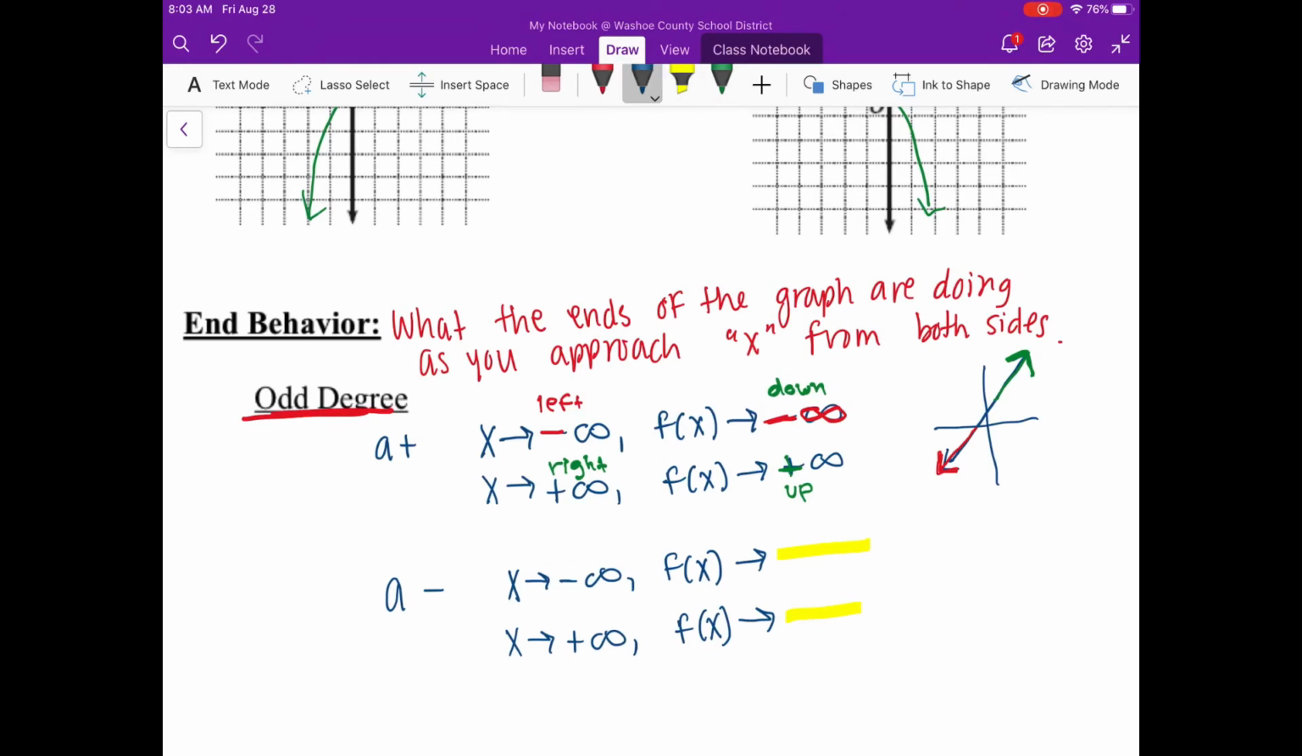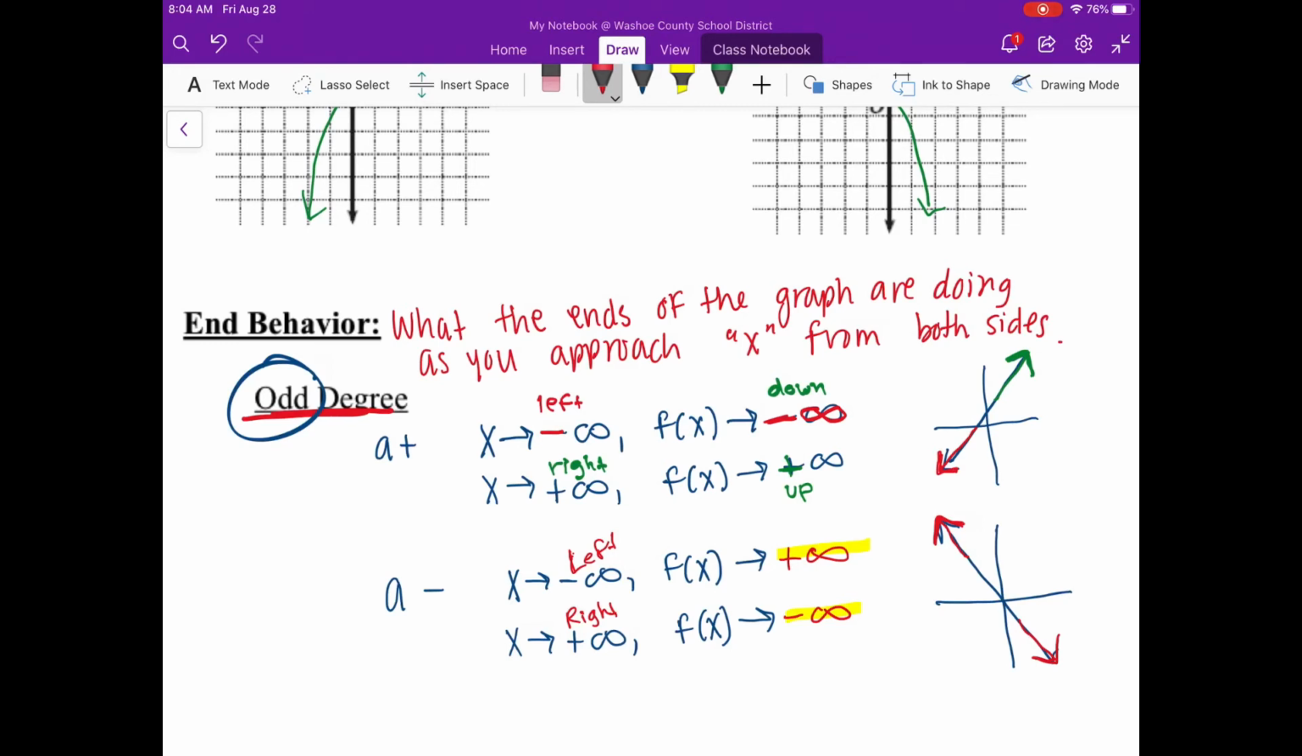So I'm going to draw the picture here before we fill that in. So we're talking about an odd degree, remember that, so 1, 3, 5, 7, 9, and so on. So if I have an odd degree and A is negative, so my slope is negative, I'm going to go back and think of my most basic odd function, so linear, with a negative slope. As I go to the left, my y's are actually getting bigger this time, positive infinity. And as I go to the right of my graph and I follow along those right values, my f of x is actually going down to negative infinity.